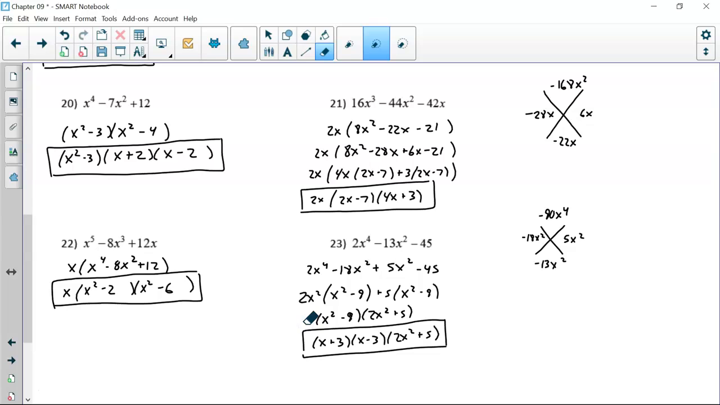We had a couple special cases and some factor by grouping and polynomials in quadratic form.